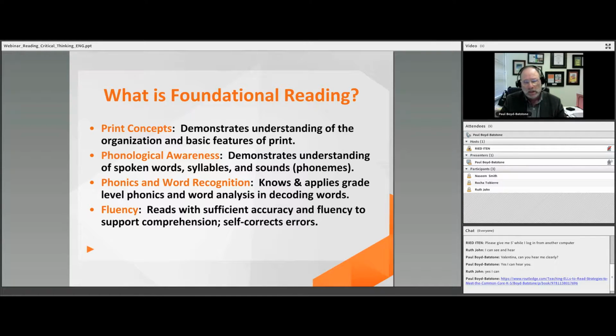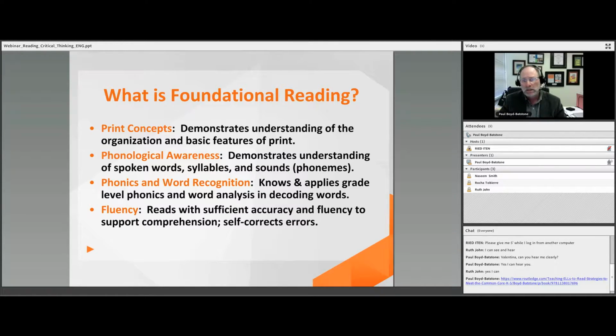Fluency is where the reader can read with accuracy in a way that supports comprehension, but there's also a sense of self-correction. There's a fluidity about that, and there's a sense of voice in the reading. These work together for those fundamental concepts of reading.